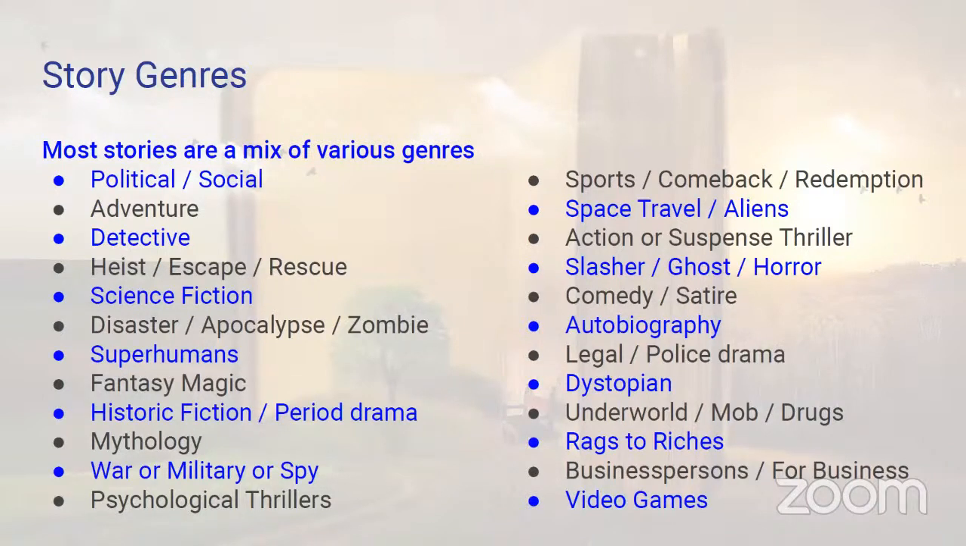Disaster, apocalypse, and recently zombie genre is pretty widely used. So now here you have to have either a natural disaster, ecological disaster, volcanoes, earthquakes, sandstorms, something similar that pushes the characters into a difficult situation.